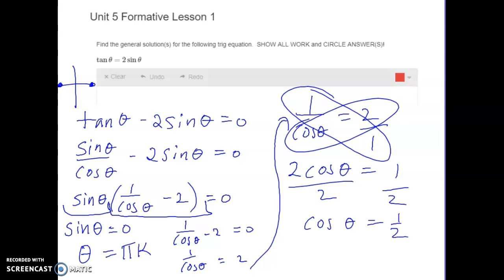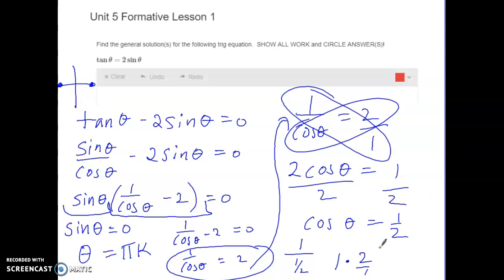Now you can figure that out. As soon as you get to here, you can look at that and say, well, cosine of theta has to equal 1/2, if you know that 1 over 1/2 is equal to 2. Because if you do keep, change, flip, in your head, you should know this at this point. All right, so just thought I'd show that to you anyway.